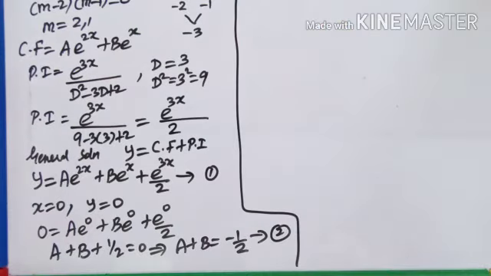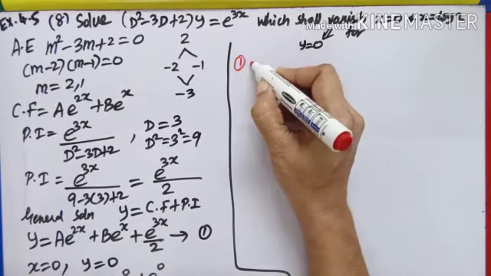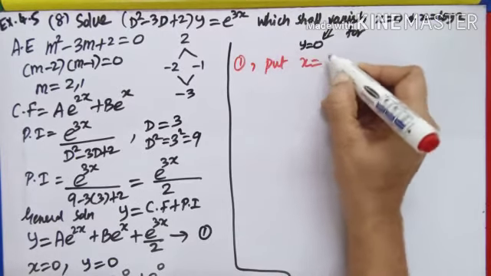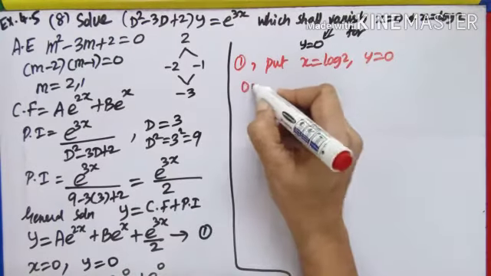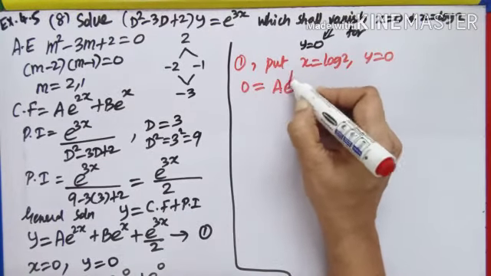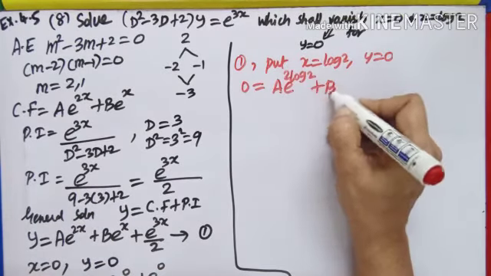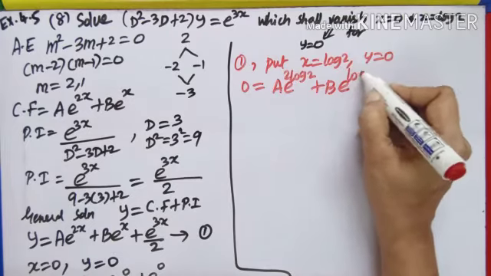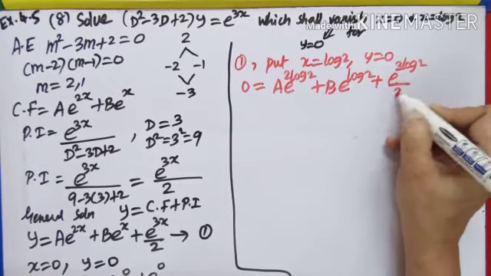Let us use the second condition. What is the second condition? Put x equal to log 2. So in the general solution, put x equal to log 2, y equal to 0. As I substitute, 0 equals a e power 2 log 2, it is 2x, plus b e power x, that is log 2, plus e power 3 log 2 by 2.